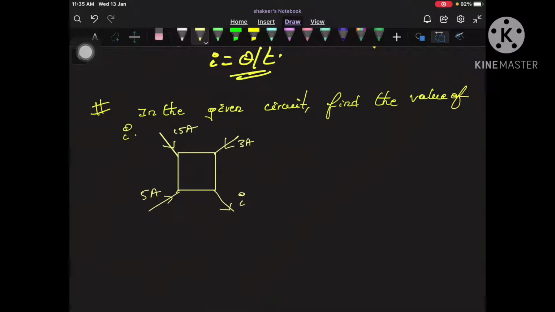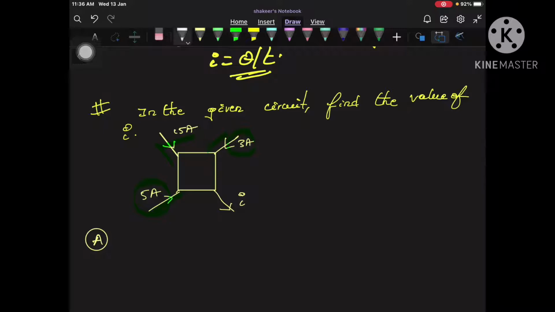So this is the given question here. So into this circuit, so we are supposed to find out this I value. So here how can I calculate this I value? So if I see here, so 15 amperes of current, 3 amperes of current and 5 amperes of current, it is entering into the junction. Clear? But only I amount of current is leaving the junction.